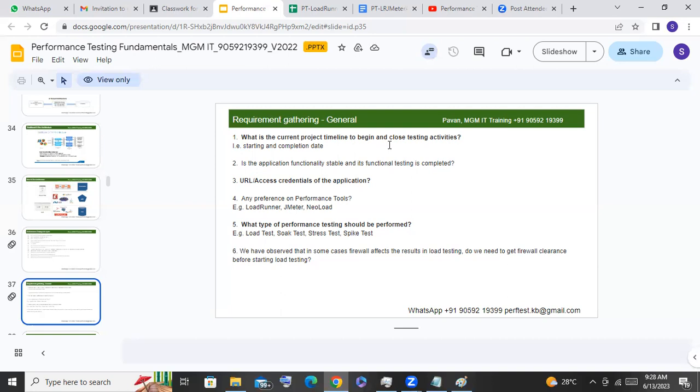So guys, when would you start the performance testing? After completing the functional testing. Be very clear, guys. In the waterfall method, after ensuring that there are no major bugs in the functional testing, we would start the performance testing. Whereas in the agile method, we would have to start the performance testing maybe for every sprint.